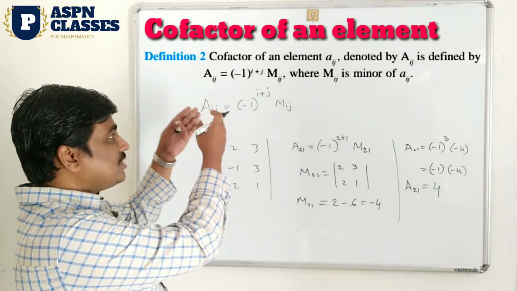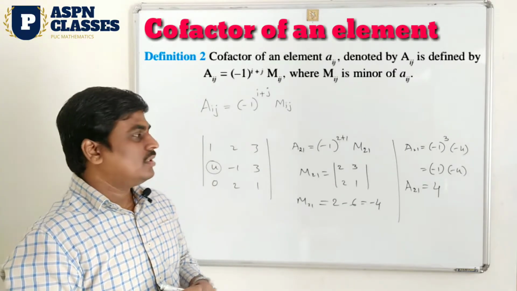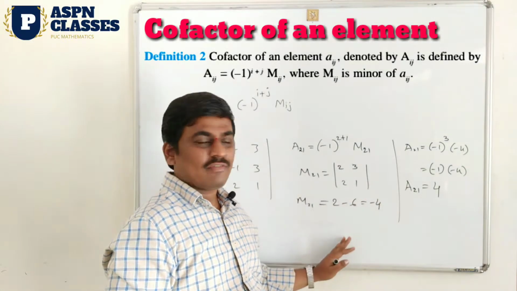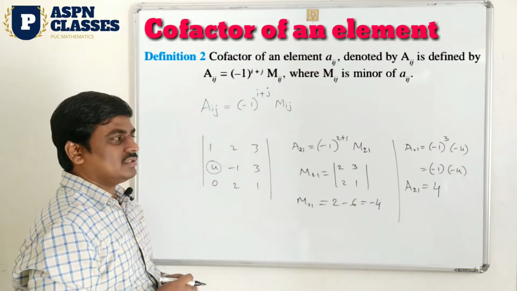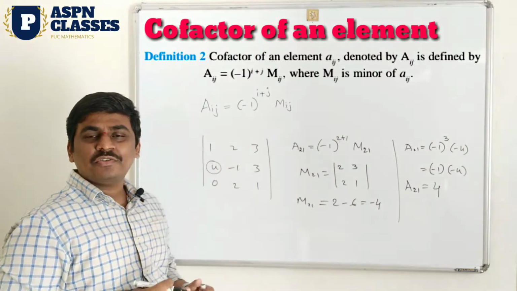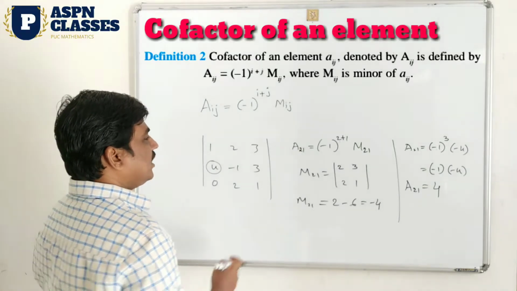Actually we are using the formula. This is the first method to find it: first find the minor factor and multiply it by the sign result. Or you can also find the answers directly. Every time it is not necessary to apply the formula. Directly, observe here.